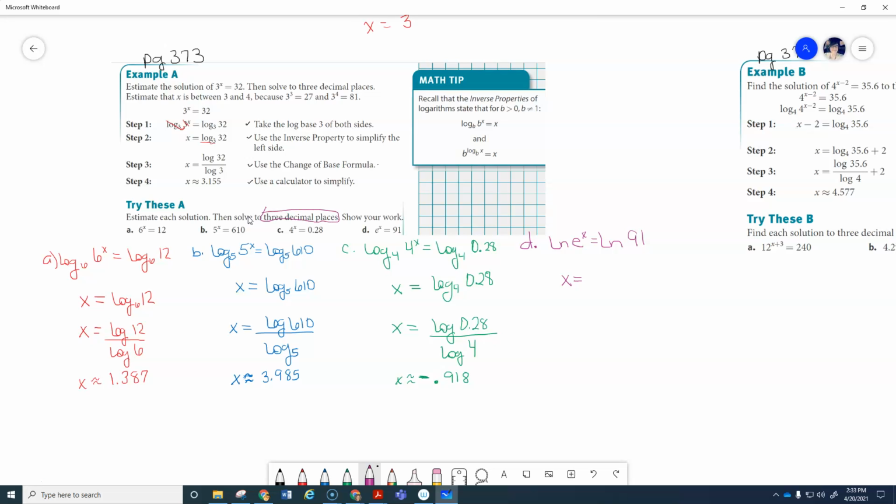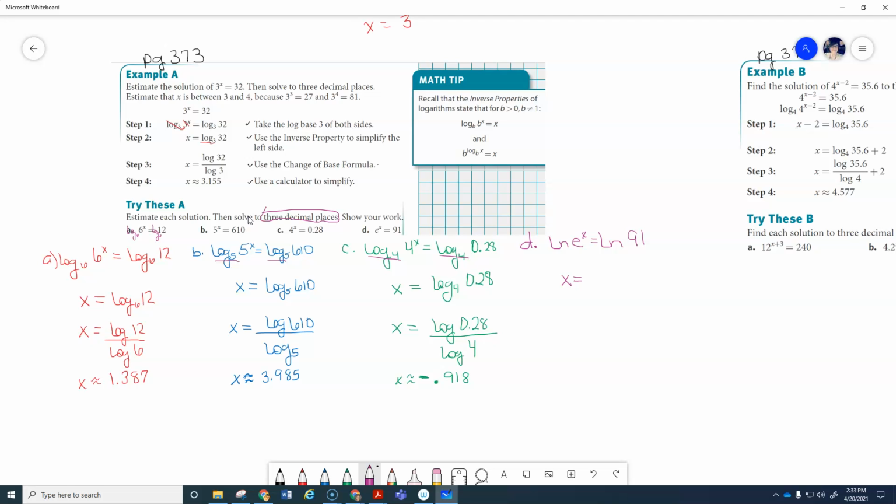So all I did was write log base 6 in front of each side of the parentheses. All I did was write log base 5 in front of each side of the parentheses. All I did was write log base 4 in front of each number on both sides of the equal sign.